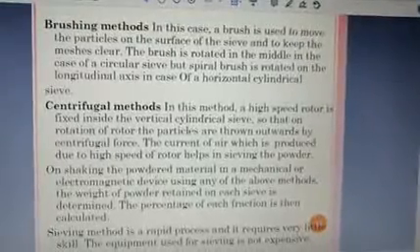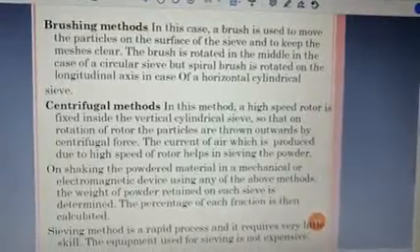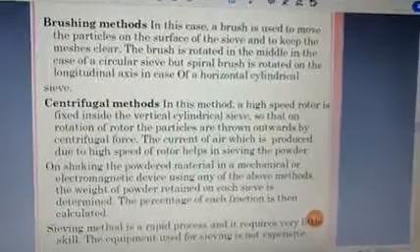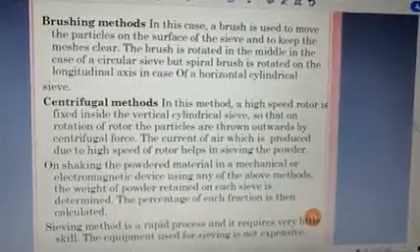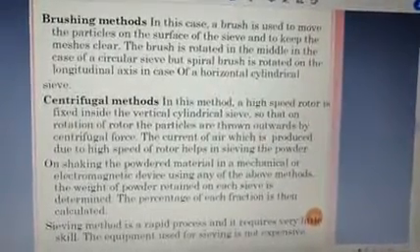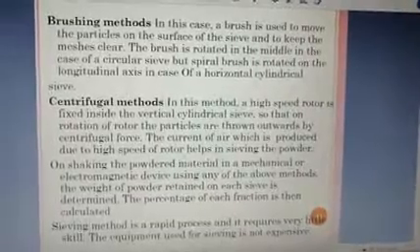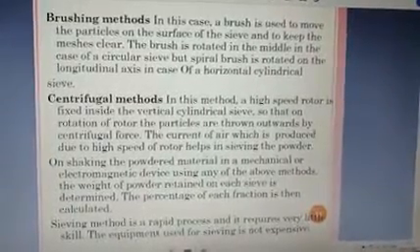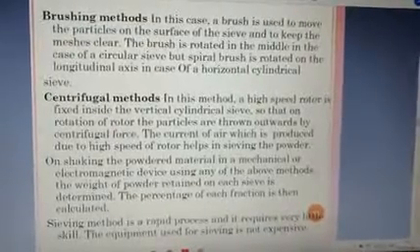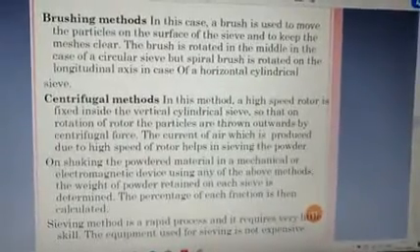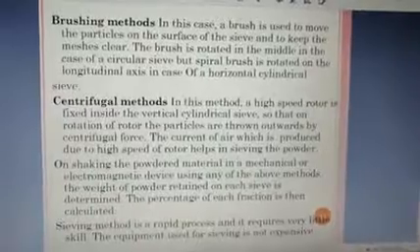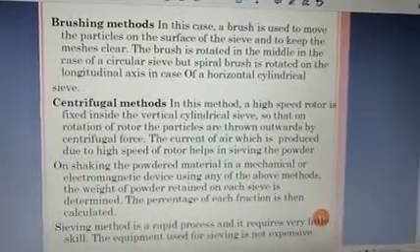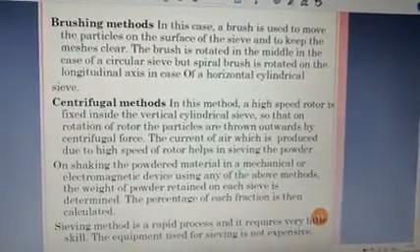Next method is the brushing method. In this case, a brush is used to move the particles on the surface of the sieve and to keep the meshes clear. The brush is rotated in the middle in the case of a circular sieve, but a spiral brush is rotated on the longitudinal axis in the case of a horizontal cylindrical sieve. In short, we manually also use a brush so that we get sieving more accurate and faster.